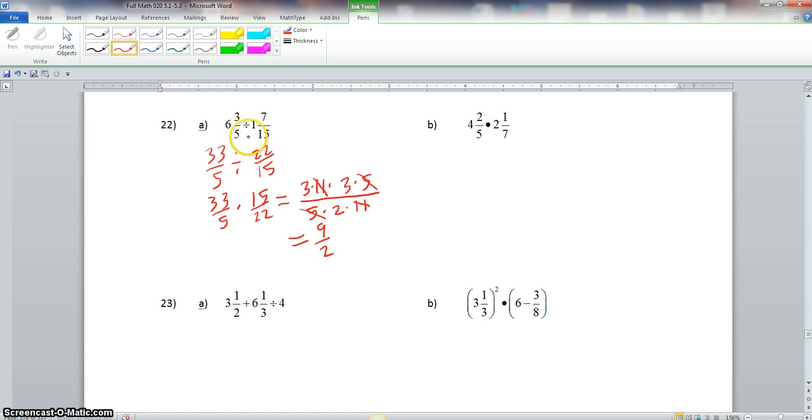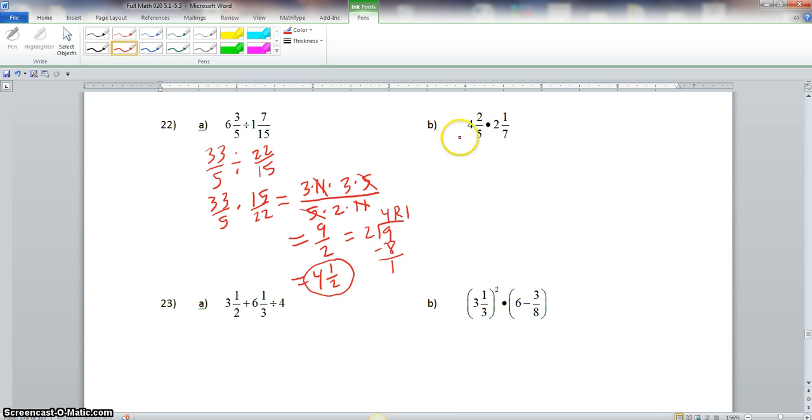But since our problem started with mixed numbers, if we can make our final answer a mixed number, we're supposed to. So 9/2 is an improper fraction. So we'll take 2 and a 9. 2 goes into 9 4 times. 4 times 2 is 8. And we have a remainder of 1. So our final answer would be 4 as the integer. Our denominator would stay 2. And our numerator would be the remainder. So our final answer here is 4 and 1/2.